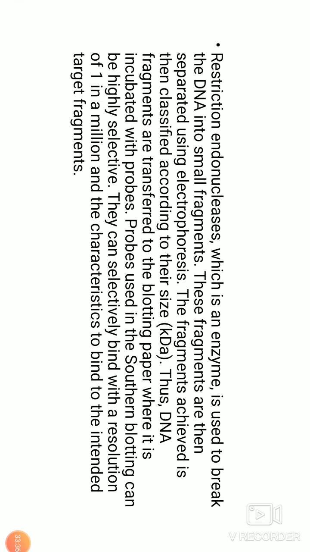So restriction, I have already mentioned this. Restriction endonucleases cut the genomic DNA, and the fragments are run by electrophoresis and transferred onto blotting paper, where they are incubated with probes. Probes used in Southern blotting have high selectivity, which can bind to one DNA strand among millions of other strands, and it is characteristic to bind to specific fragments.